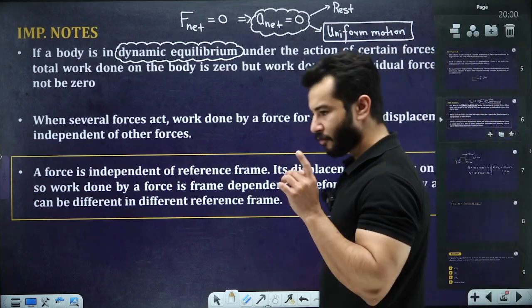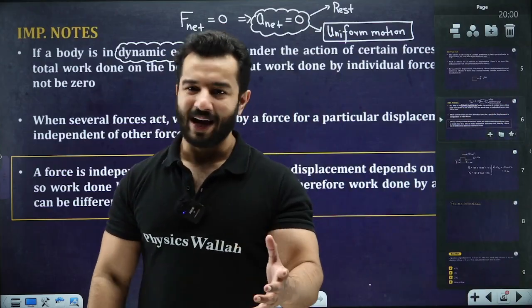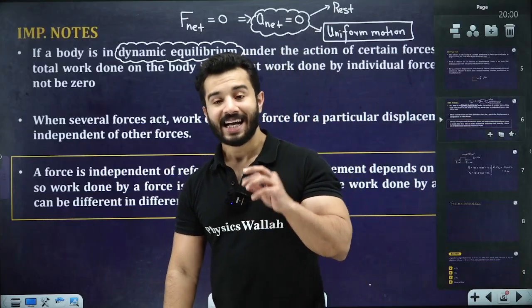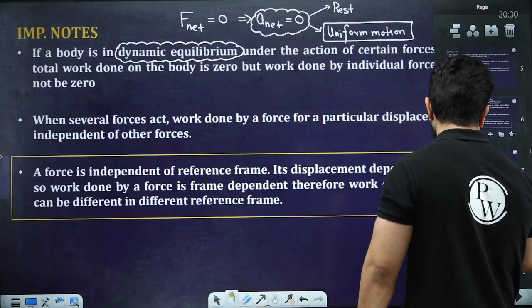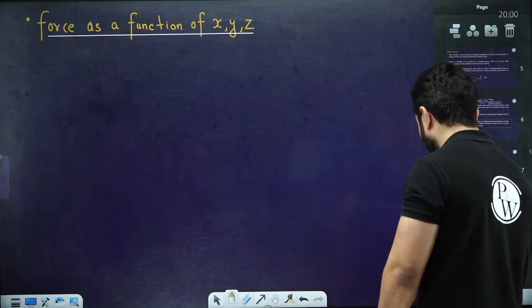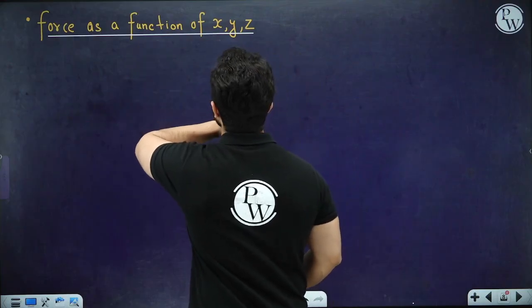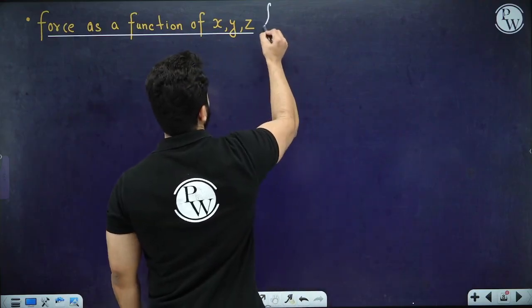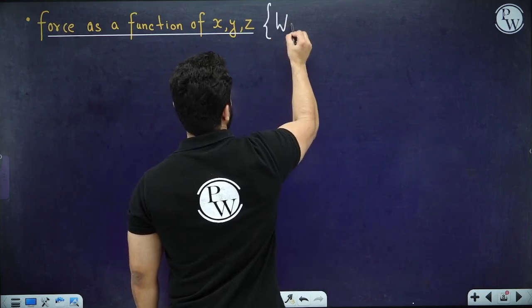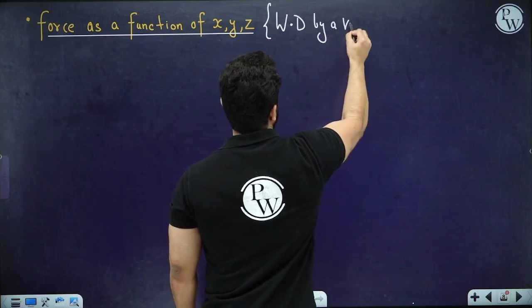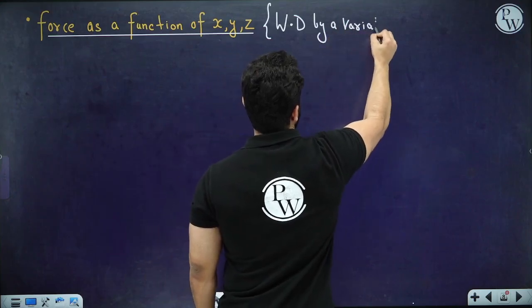Now let's move on. We have already discussed work done by a constant force. It is quite easy to find out the work done by a constant force, right? Let's talk about something like work done by a variable force. So force is a function of x, y, z. That means we are talking about work done by a variable force.